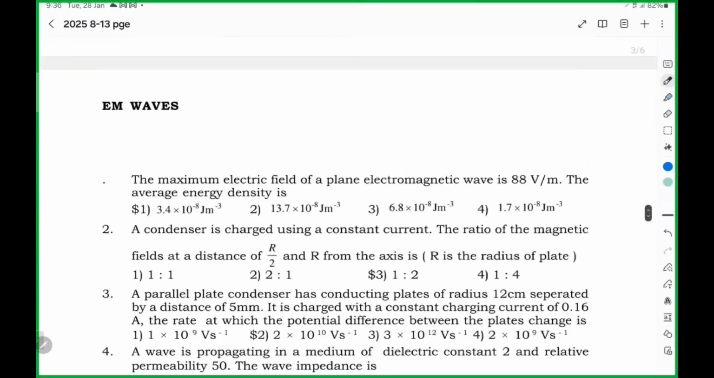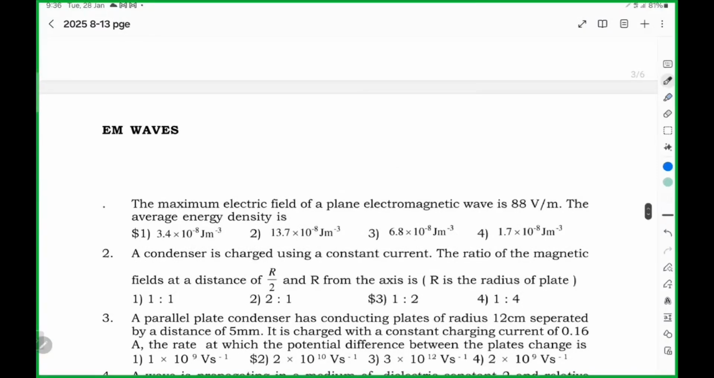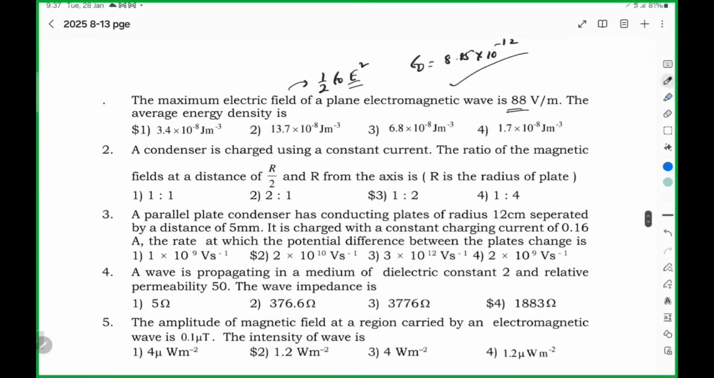Here, the maximum electric field of a plane wave is given. And what is the average energy density? How do we calculate? By using half epsilon naught E square. You know the epsilon naught value, 8.85 into 10 power minus 12. And the electric field is given already, just substitute and you get this.